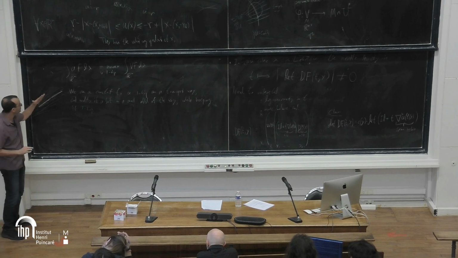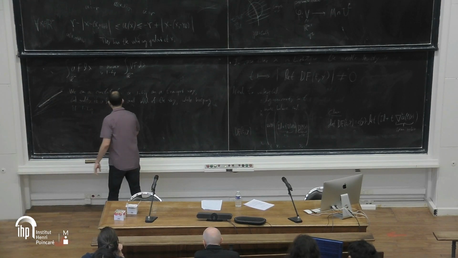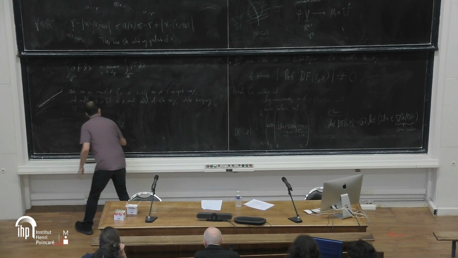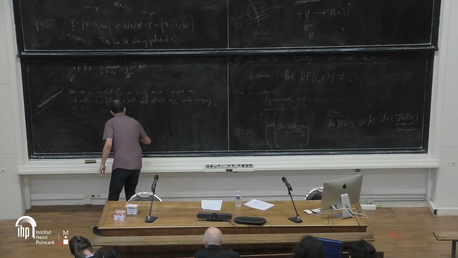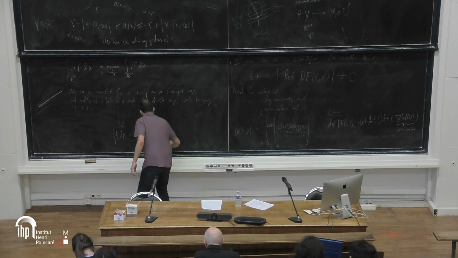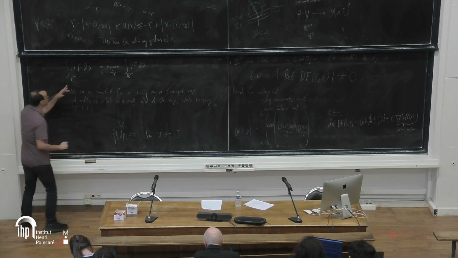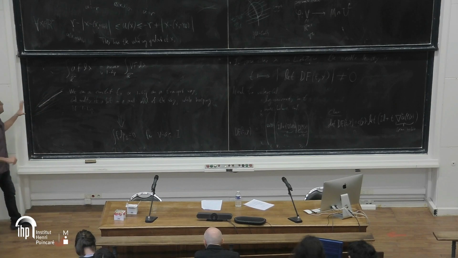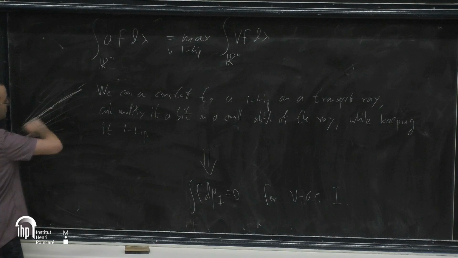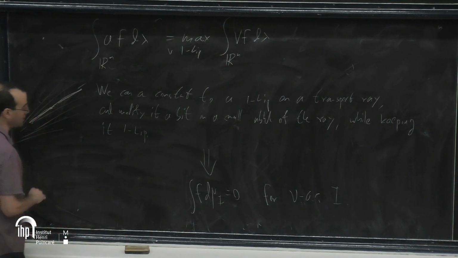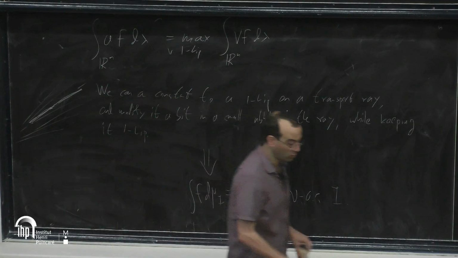You can add a constant to u on each transport line, and by this maximality condition, this implies that for almost every I the integral of f d mu I has to be 0, because if it was not 0, you could add a constant and increase this maximum. So at least this is the intuition why the integral of f on each transport line has to be 0. Okay, so this is all I want to say about the proof of this localization theorem.